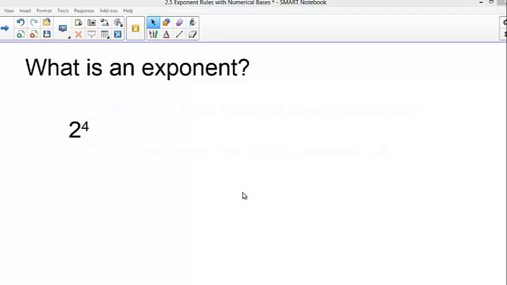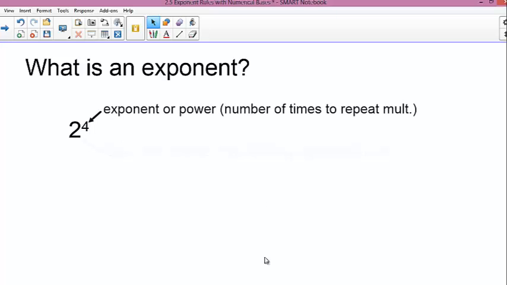Okay, so I wanted to start today's quick lesson with a very seemingly basic question. What is an exponent? You've probably seen exponents before. They look like this right here. We would read this as 2 to the power of 4. So that number up top is what we call an exponent or a power. That basically gives us a hint about the number of times that we're going to repeat multiplication.